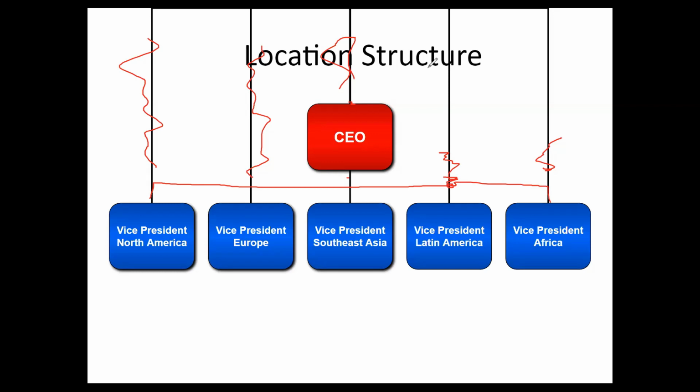Mostly multinational organizations locate their branches and operations in different parts of the globe, right? In North America, there is a vice president, and North America has a separate division. Maybe a functional division can be formed: marketing, finance, HR, the same can be maintained in this region as well. South Asia, Latin America, Africa, likewise. So this is a large organization structure, with more than 30 to 50,000 employees, right? So that is location structure.